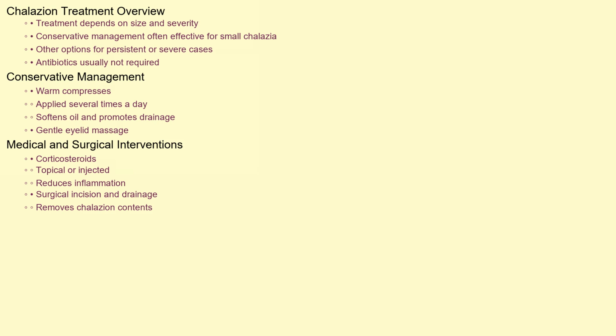The treatment for chalazion depends on its size and severity. Many small chalazia will resolve on their own within a few weeks or months with conservative management. This includes warm compresses applied to the eyelid several times a day to help soften the oil and promote drainage. Gentle eyelid massage can also be beneficial.